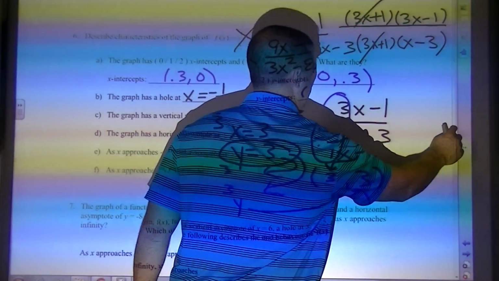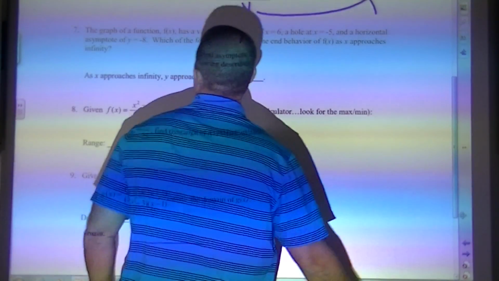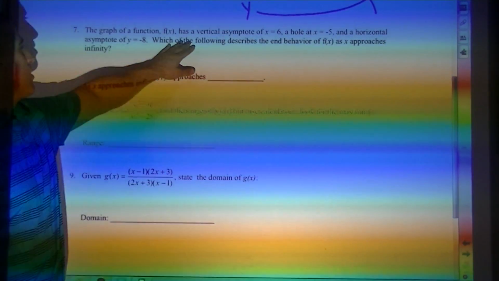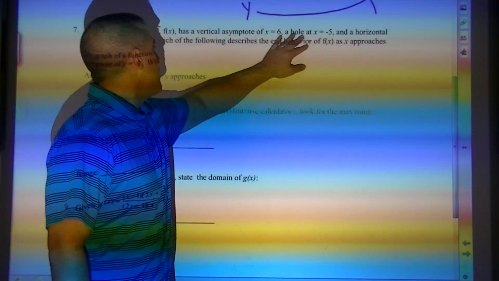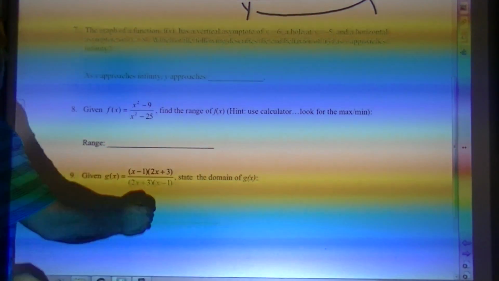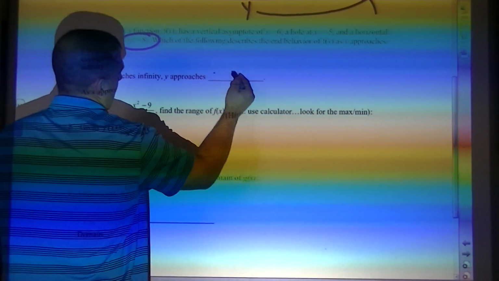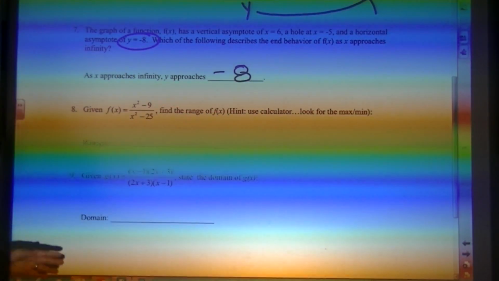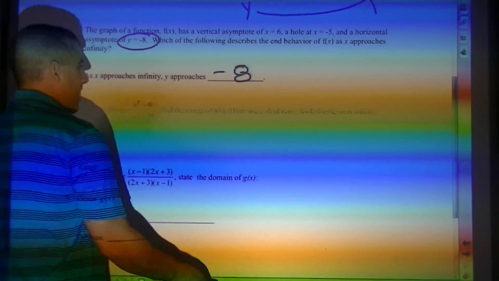Let's go to this next example. It says the graph of a function has a vertical asymptote at x equals 6, a hole at negative 5, and a horizontal asymptote at y equals negative 8 as x approaches infinity. So just like that, y approaches negative 8. Don't overcomplicate that. Find the range.